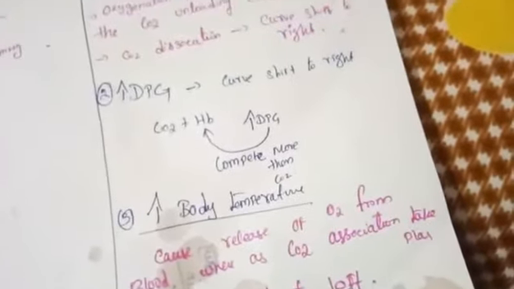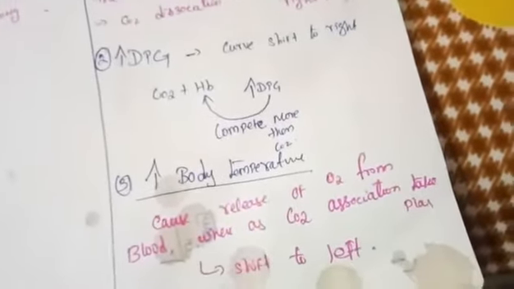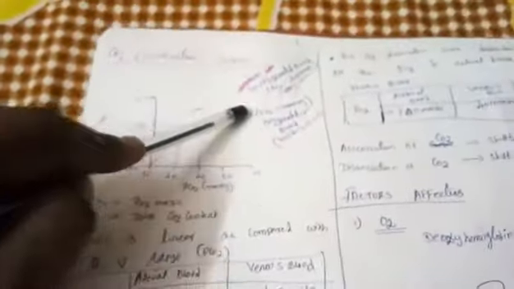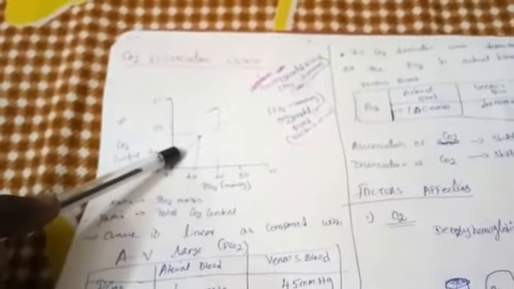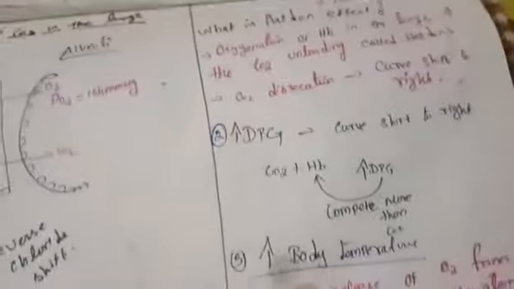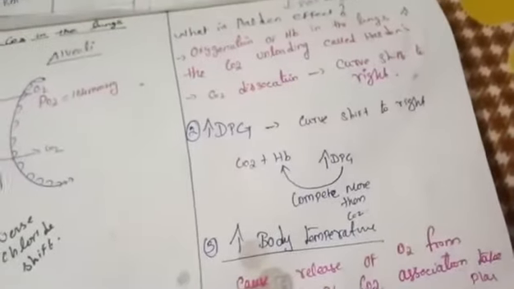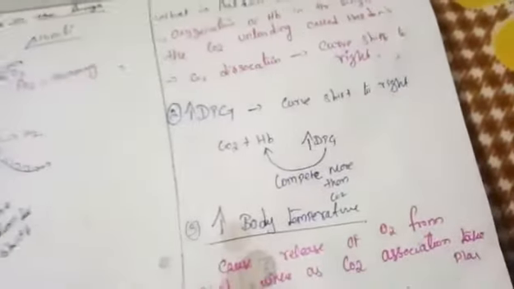Then when body temperature increases, this causes release of oxygen from the blood, whereas carbon dioxide association takes place. So shift to left. Two conditions cause shift to right: one is increased diphosphoglycerate, and another is the oxygen Haldane effect. Only in body temperature increase does association of carbon dioxide take place, because the oxygen is released from the blood and the carbon dioxide attaches to the hemoglobin.